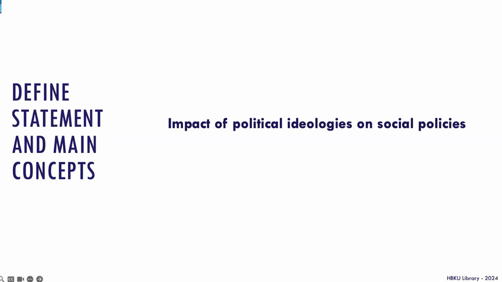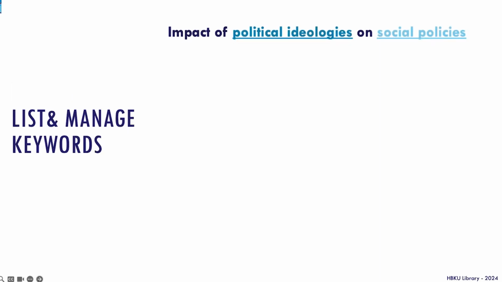Let's work on this example. So I have impact of political ideologies on social policies, and we have defined the main concepts that are political ideologies and social policies. So in that case, if I want to start listing the keywords for each concept, let's start with political ideologies. Does anyone have any relevant keywords that I can use in this case? For the first concept, political ideologies. Any ideas of keywords to be used? What, instead of political ideologies as the word itself, what other keywords can I use?